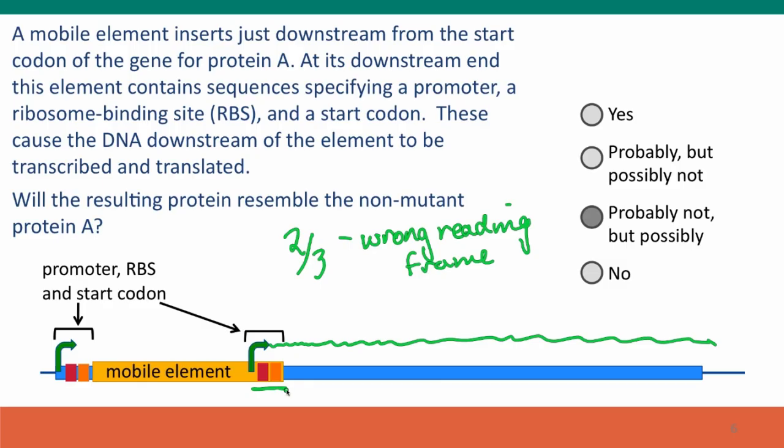The protein will be translated, but again, because it's the wrong reading frame, it's likely to hit a stop codon and the protein will be truncated and non-functional in any case because it's making the wrong amino acids. 1/3 of the time, though, it'll have the right reading frame, will produce what could be a pretty much functional copy of gene A, of protein A, because only a little bit's been removed from the end.